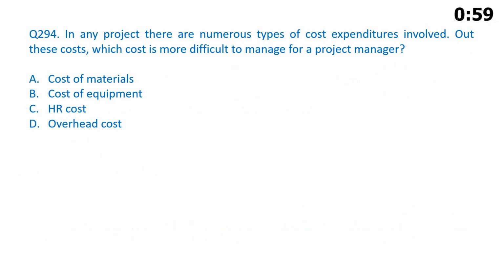In any project, there are numerous types of cost expenditures involved. Out of these costs, which cost is more difficult to manage for a project manager? A. Cost of materials. B. Cost of equipment. C. HR cost. D. Overhead cost.